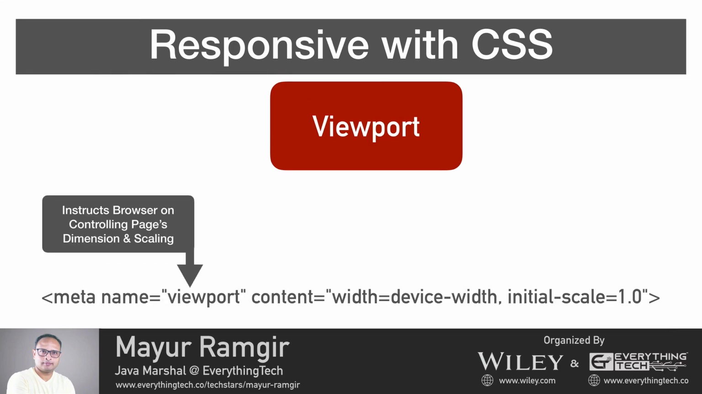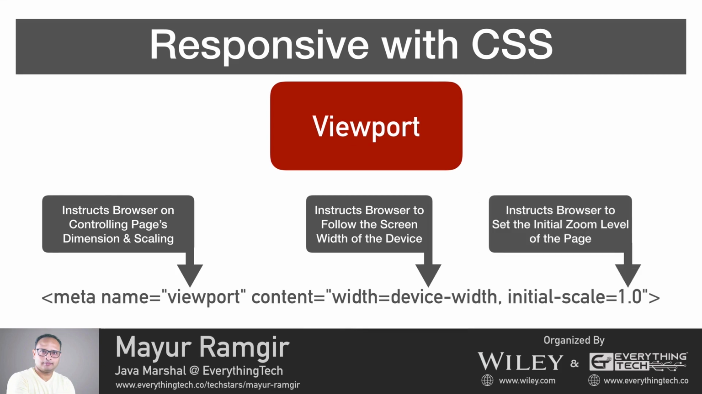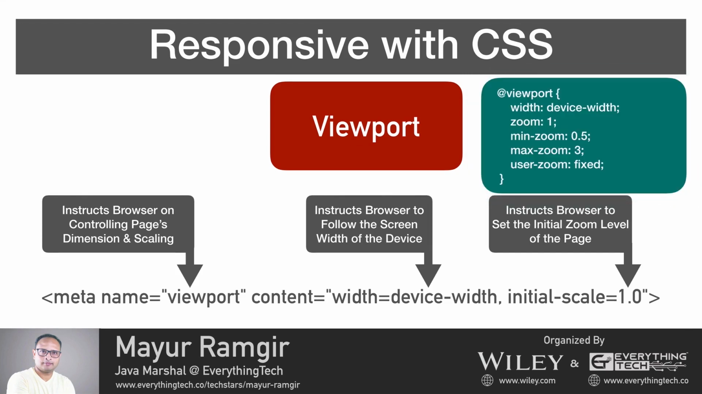HTML5 comes with a meta tag to control the viewport, which looks like this. In this example, the first part specifies that this meta tag is for viewport. The second part instructs browser to follow the screen width of the device. And third part instructs to set the initial zoom level of the page. In this case, it's 1. There is consideration going on for standardizing viewport meta tags into the viewport rule, which looks like this.